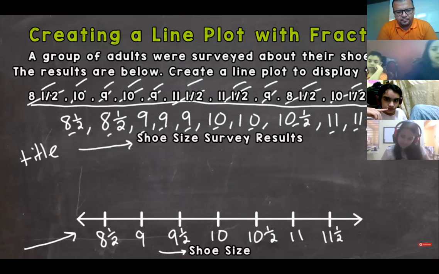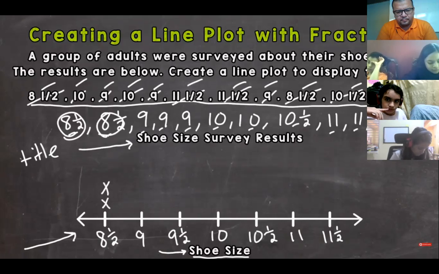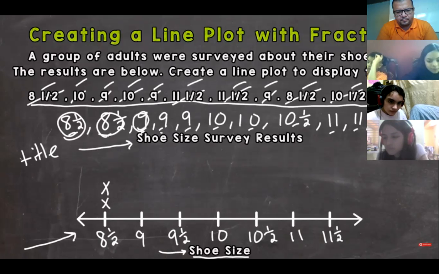So this is the shoe size survey results. And again, shoe size down here at the bottom is my label for what those numbers mean. So we have two 8.5s. I represent each number here with an X on my line plot. So I would say 1, 2. And I want all my X's to be around the same size to the best of my ability. So two 8.5s there. Then we have 1, 2, 3 9s. So I need 3 X's to represent those 3 9s.